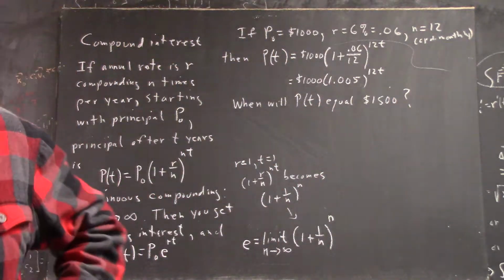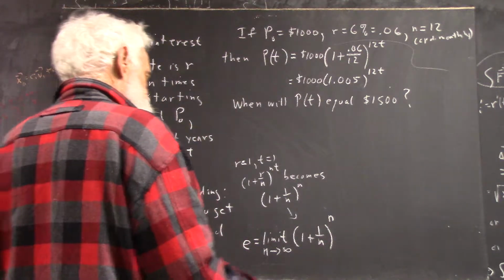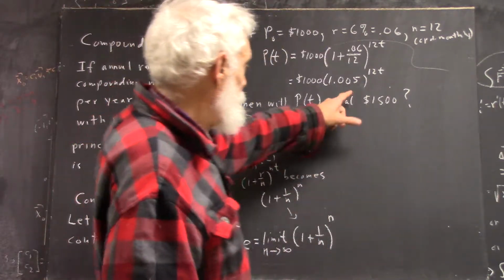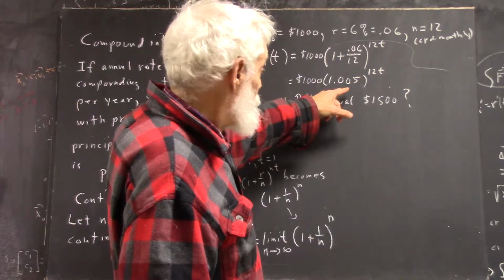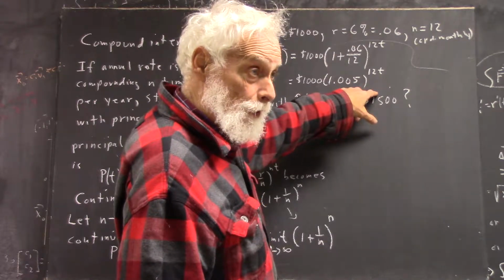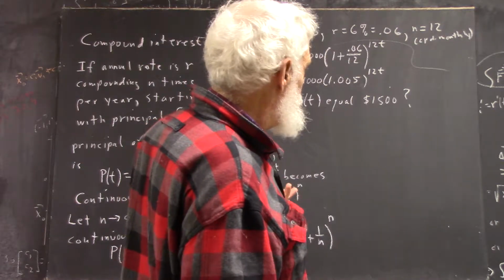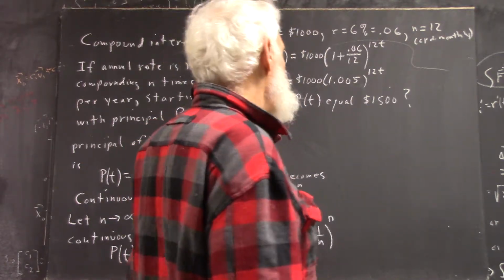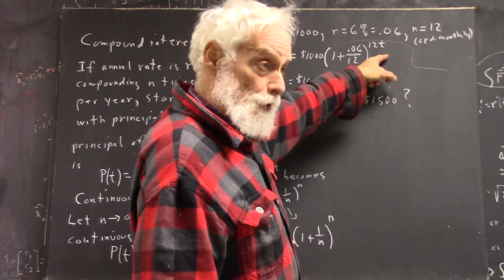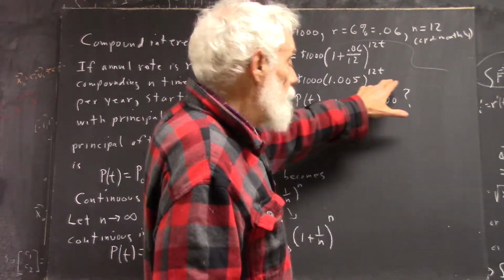Now, we have to use the inverse relationship of an exponential function. See, this is an exponential function. This is a b to the t. Well, it's a b to the 12t, but it's still an exponential function, right? With base, you could have the base be 1.005 to the 12th and raise that to the t power, because laws of exponents do that. Anyhow, this is an exponential function.